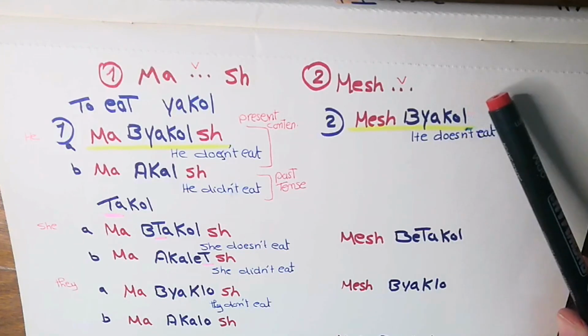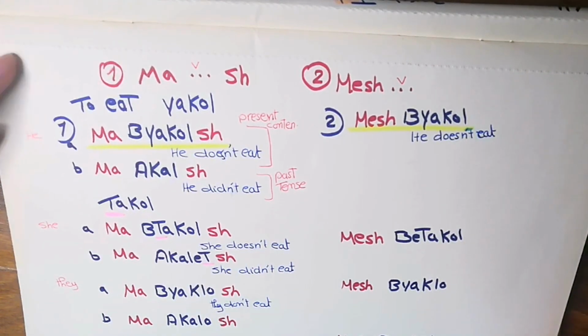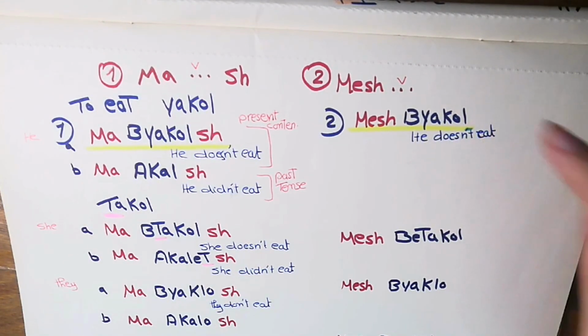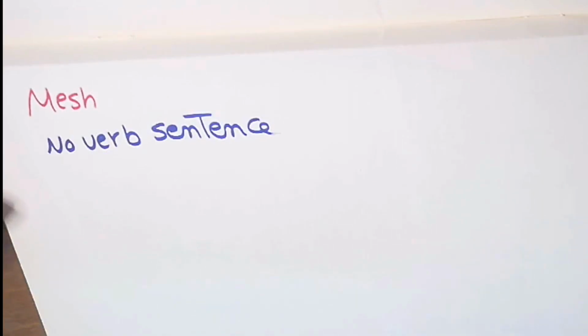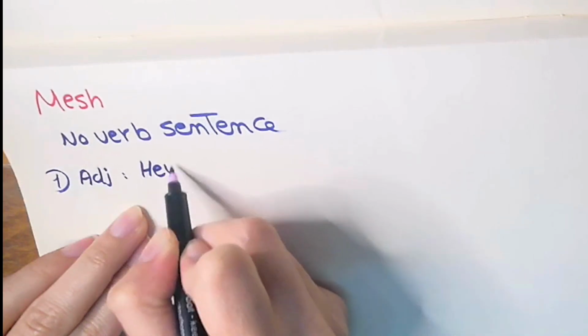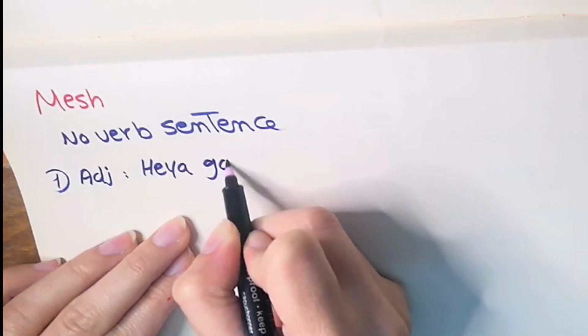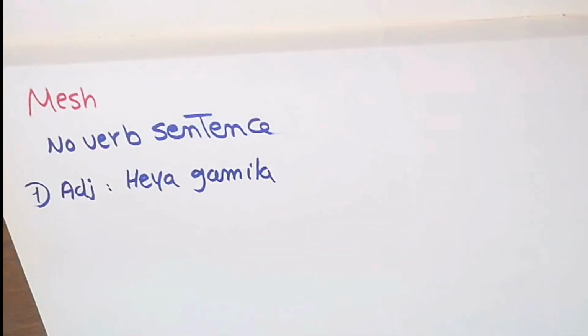So there are other situations where you can use this form mish that you cannot use the other form in. For example, this form has other uses other than the regular use of just negating the verb. And let's talk about this for a minute. Mish can be used with sentences that have no verb. For example, descriptive sentences with adjectives like هي جميلة, she is pretty. To negate this sentence, you can only use mish.